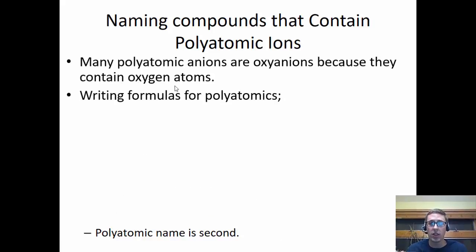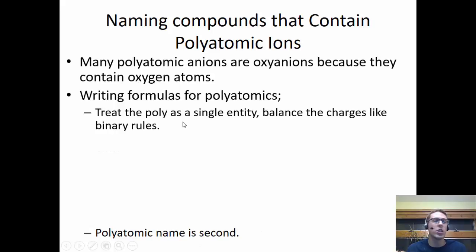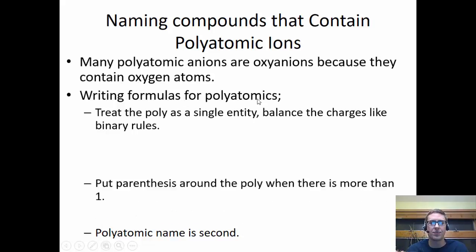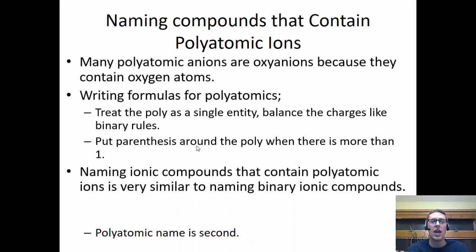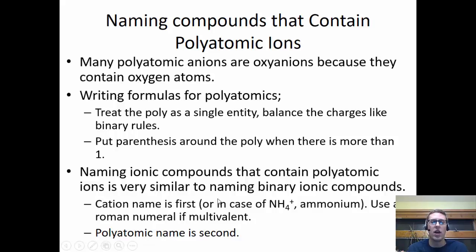So let's talk about writing formulas for polyatomics. You just treat the polyatomic ion as a single entity, and then you balance the charges just like binary rules, just like if it was a chloride or a fluoride. It's just now a polyatomic ion. You put parentheses around the polyatomic ion when there is more than one. So if you have two hydroxides, you need to make sure you have parentheses around the whole polyatomic ion, not just one thing.